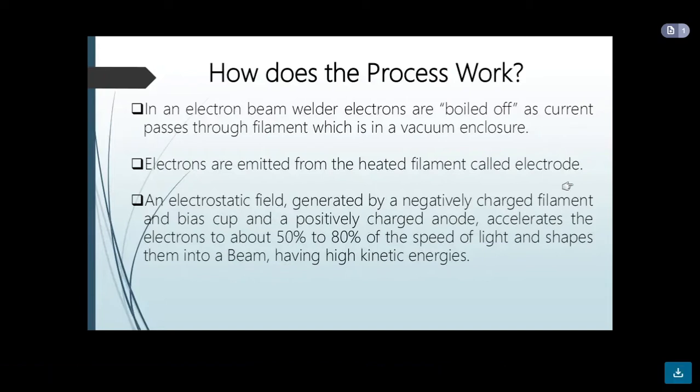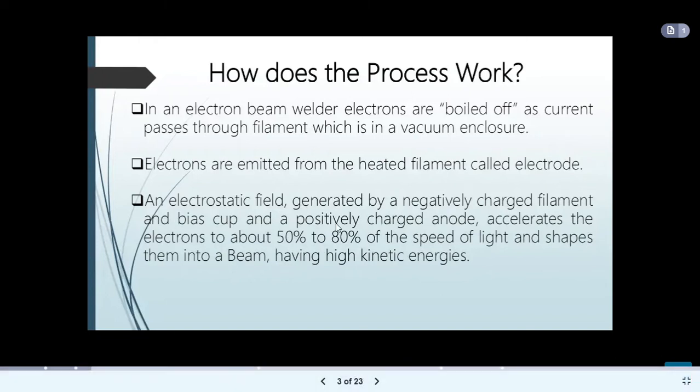Here the DC power supply is used. The negative terminal of the power supply is given to the tungsten filament and the positive terminal is given to the anode. As we apply the voltage between them, this tungsten filament gets heated, and due to the heating, the electrons are emitted from this tungsten filament, and this filament is called the electrode.